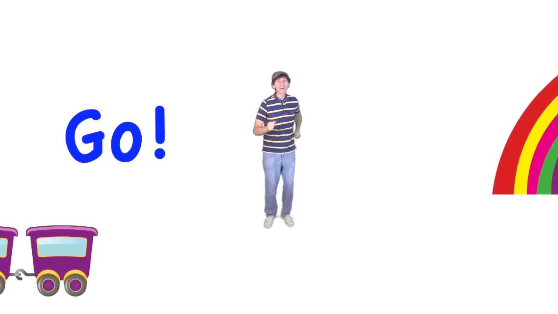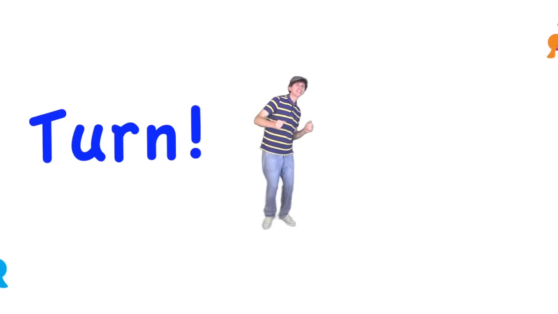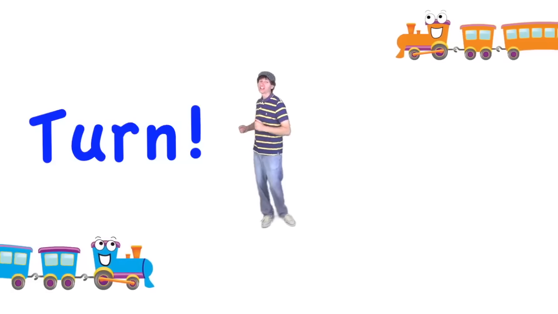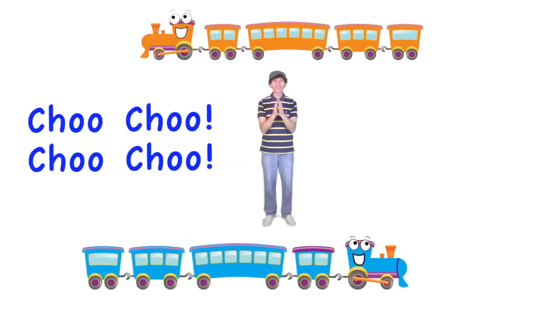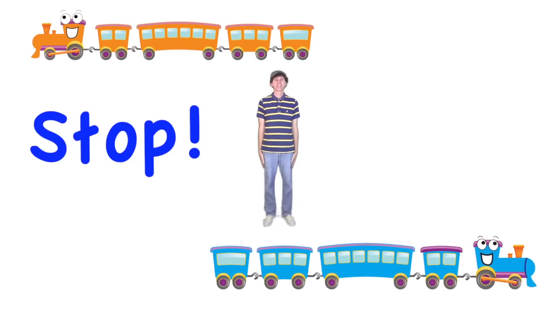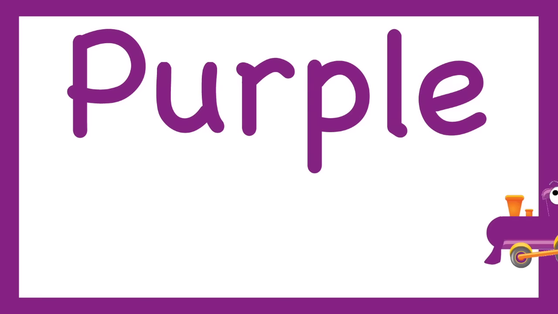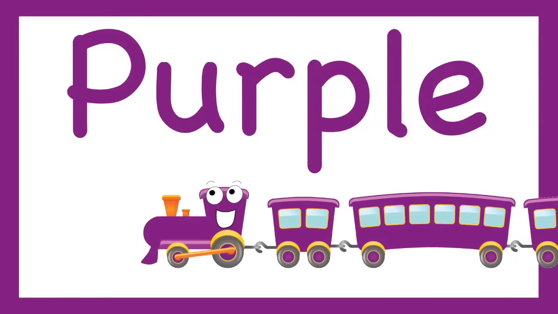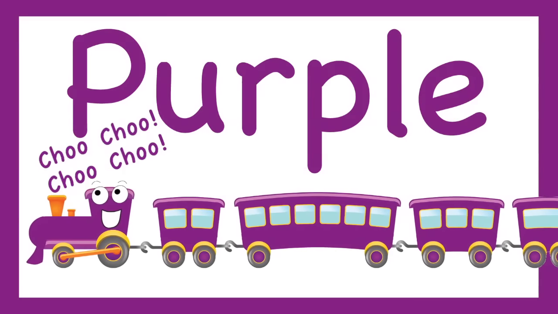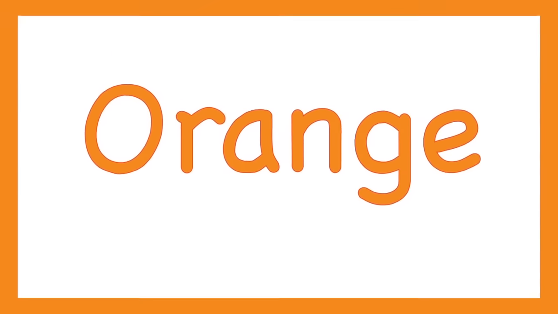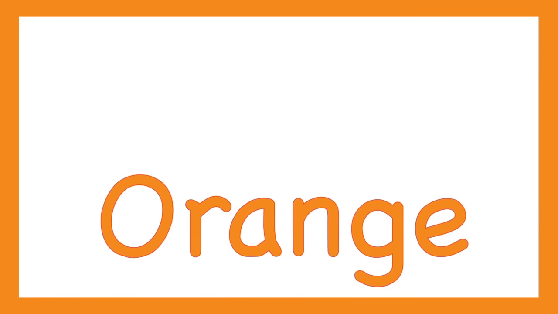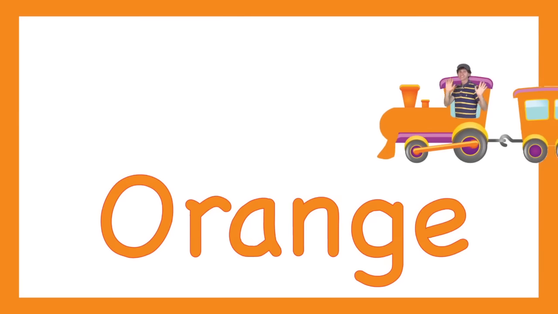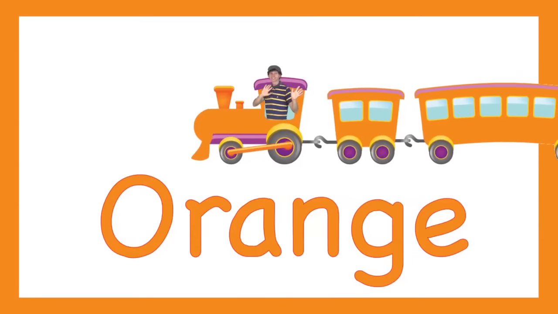A train can go, go, go, go. A train can turn, turn, turn, turn. A train can say, choo-choo, choo-choo. A train can stop. Purple, purple, purple, purple. Purple, purple train. Purple train, purple train. Choo-choo, choo-choo. Orange, orange, orange, orange. Orange, orange train. Orange train, orange train.